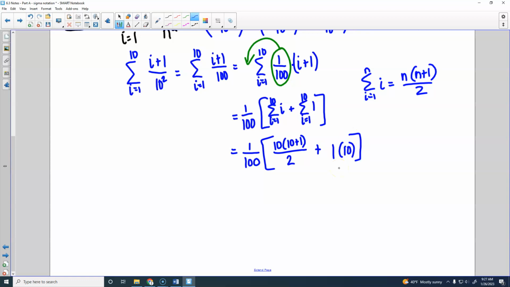And you especially think about life without a calculator, because these mathematicians would not have had a calculator. I realize you do, and that's why we're not going to spend a ton of time on this. But 10 times 11 would give us 110. Divide it by 2, you'll get 55 plus 10. So you get 65 times 1 over 100 is going to give us 0.65.